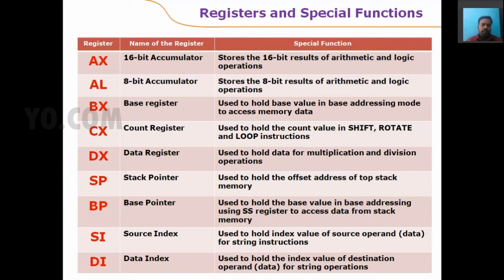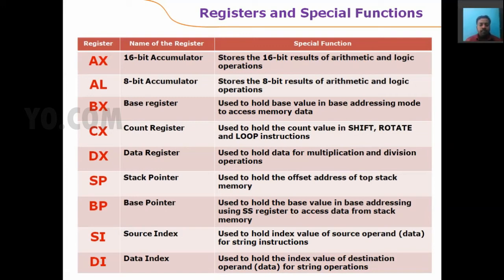Then the operation and special function of each register. AX means the 16-bit accumulator, which stores the 16-bit result of arithmetic and logical operations. After addition, subtraction or whatever the operation may be, the result is stored in the accumulator. Then AL is an 8-bit accumulator that stores the 8-bit result of arithmetic and logical operations. The base register is used to hold the base value in base addressing mode to access memory data. We will see the addressing modes later, and at that time we can understand what the base register is.